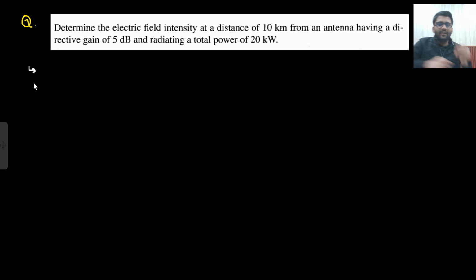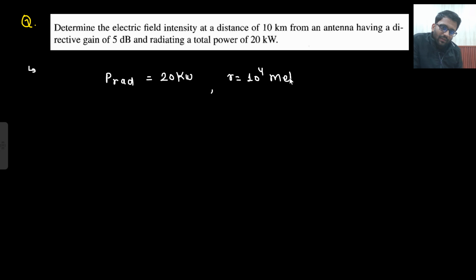Here what they are asking: determine the electric field intensity at a distance of 10 km from an antenna having directive gain. It is not directivity, having directive gain of 5 dB radiating total power. I always told you one thing: whatever is given, you need to write down. P radiated is given, that is 20 kilowatt. Distance R, 10 kilometer, is given, or better I would write 10 to the power 4 meter. And directive gain, that is GD, is 5 dB.